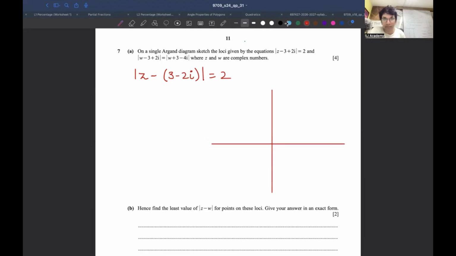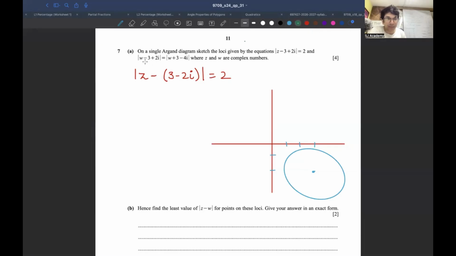This point is 3 minus 2 iota, so let's say this is 1, 2 and 3, and minus 1, minus 2. So this is the point 3 minus 2 iota, and the distance of z, as this is the modulus sign, is 2. It means that z can be anywhere on a circle of radius 2 centimeters, right? So let's make a circle over here, and this has a radius of 2 centimeters. It's not exactly a circle, but let's assume this is a circle.